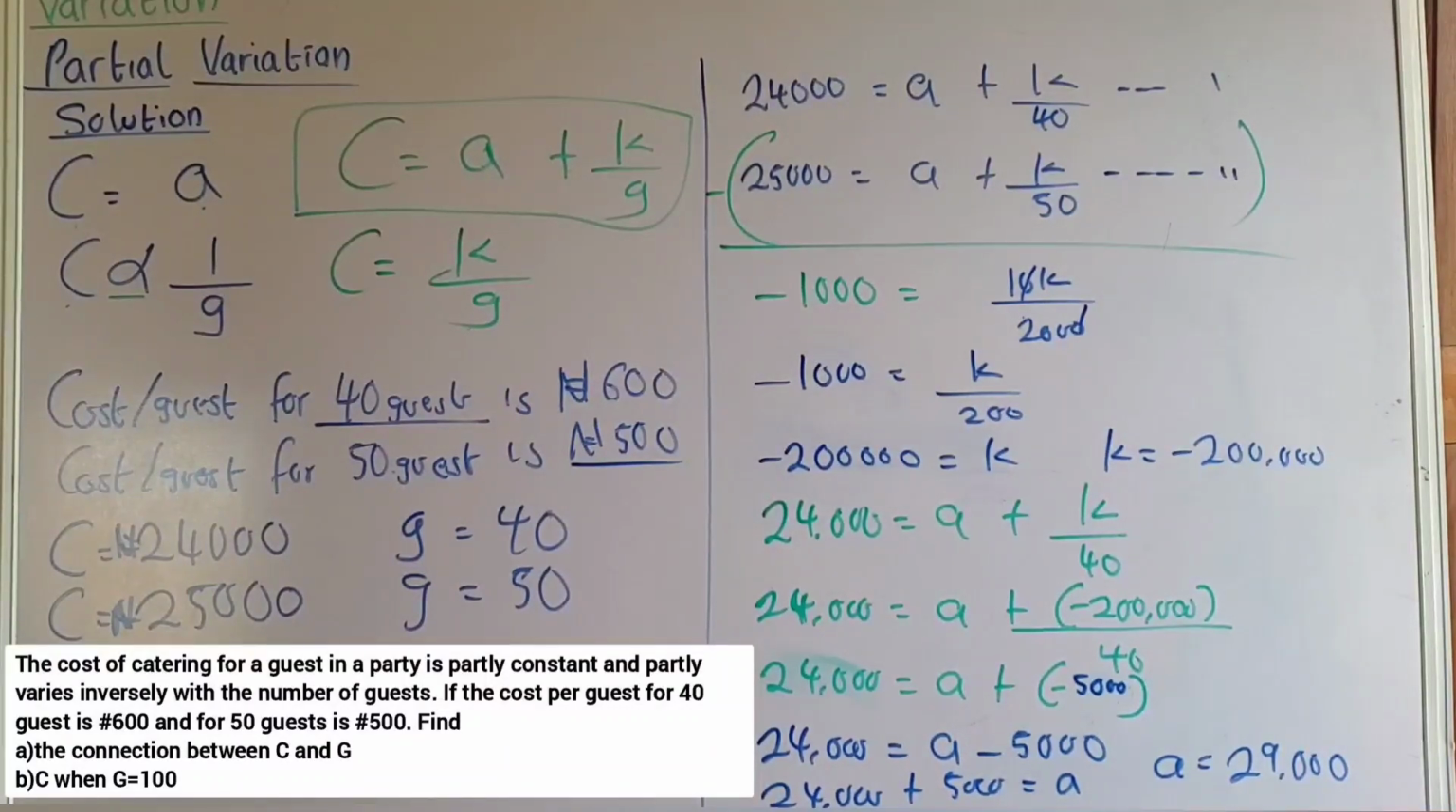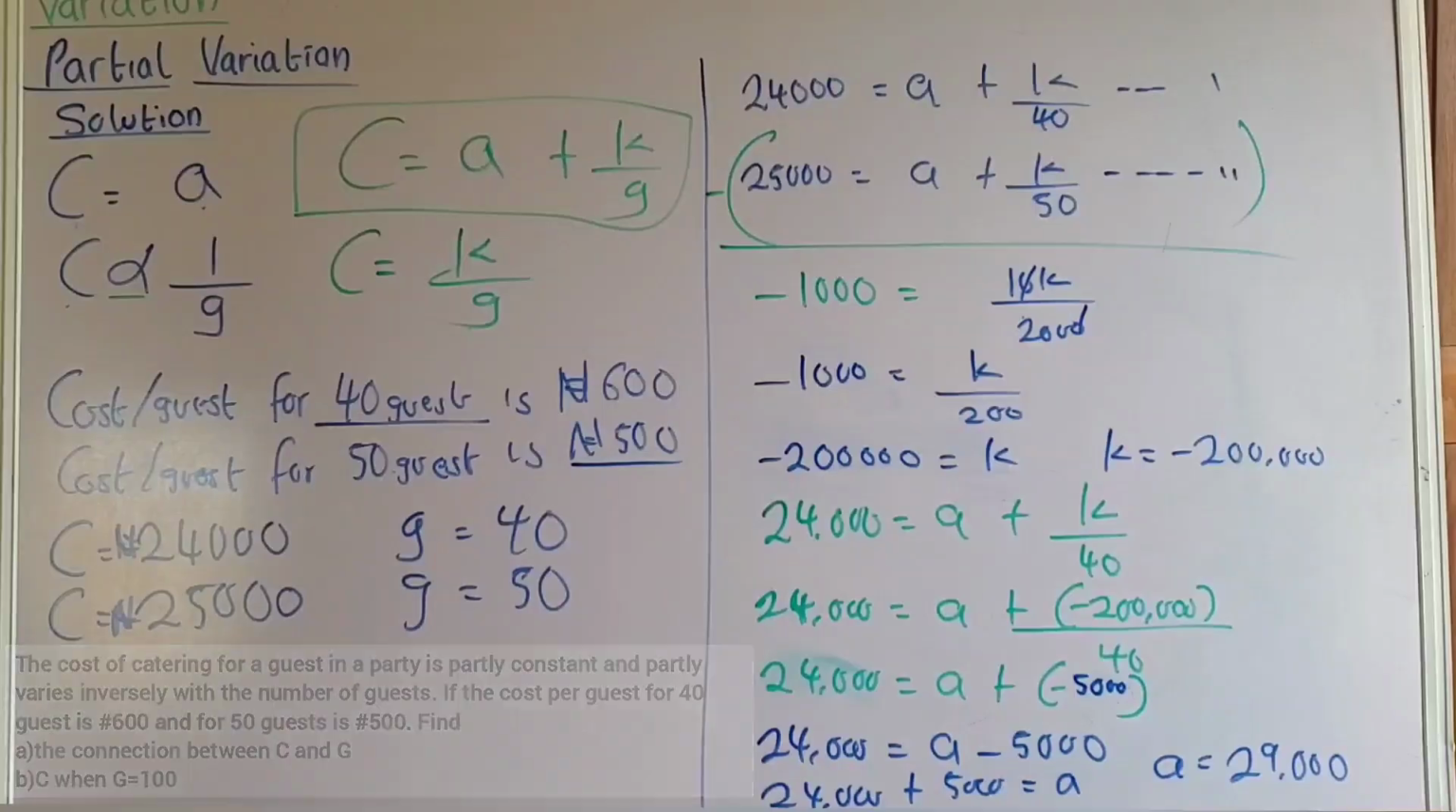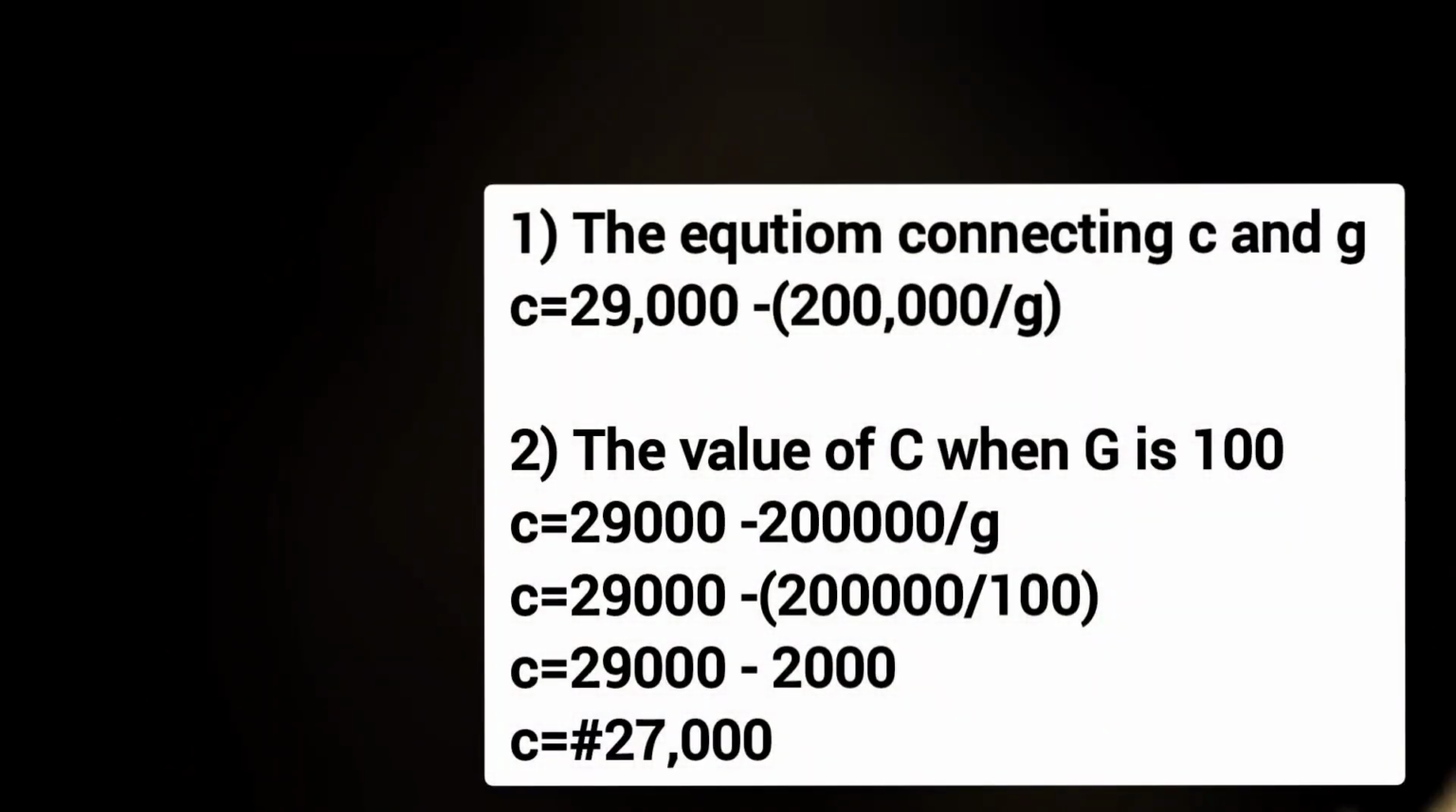Now we've gotten the value of the constant as 29,000. To get the equation connecting C and G, just substitute the value of A as 29,000 and the value of K as negative 200,000 into the equation that you are given. Are you getting it? And also, to get the value of C when G is 100, just replace G with 100 in the above equation, okay? So that is how to solve that question. And you can see from the previous example that we did, that is how we do it. Do you understand? Okay, if you have any question, let me know in the comment section.